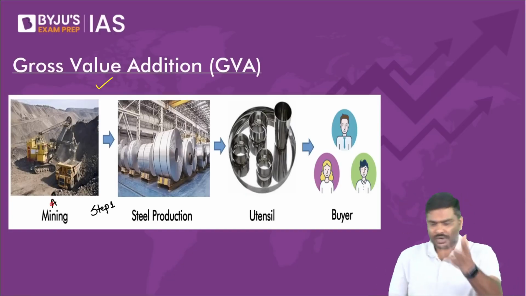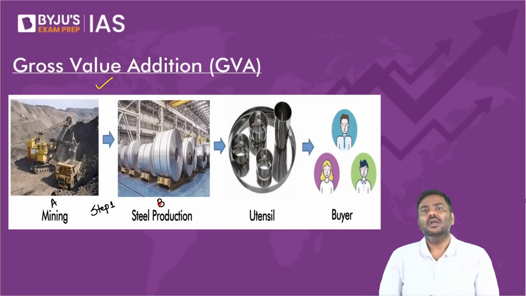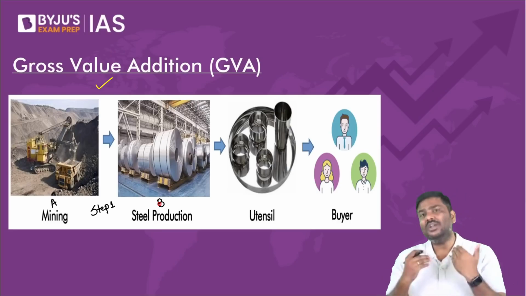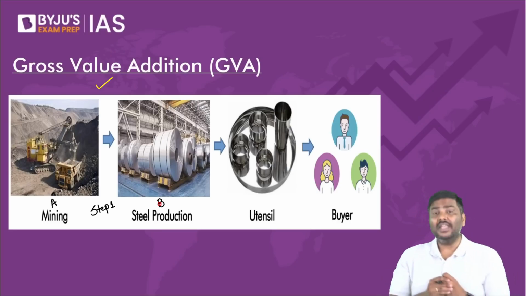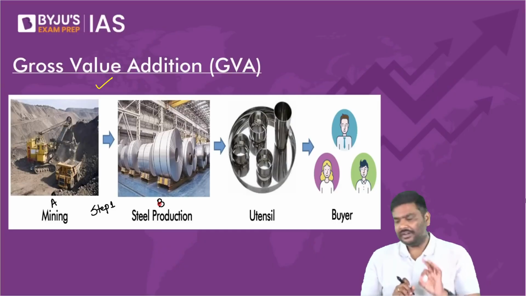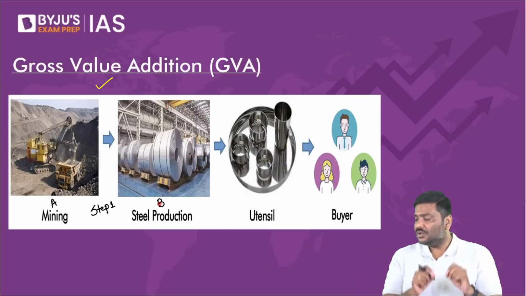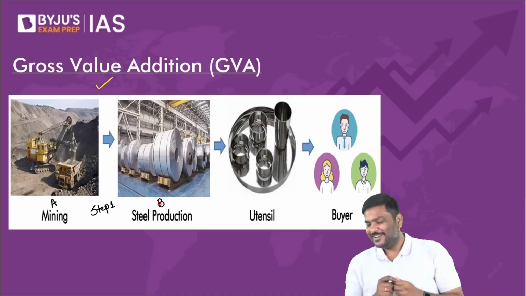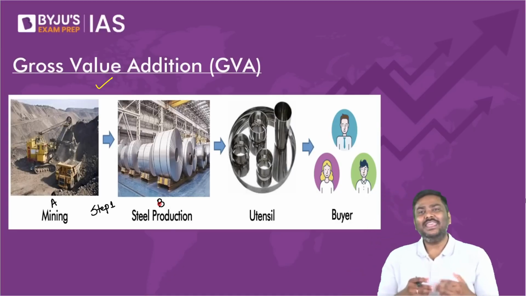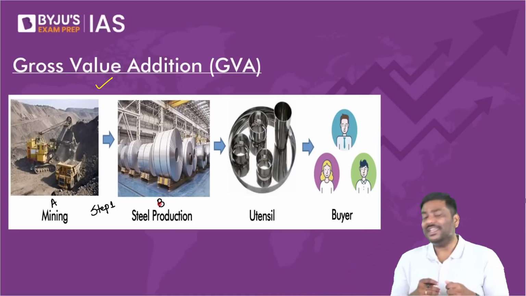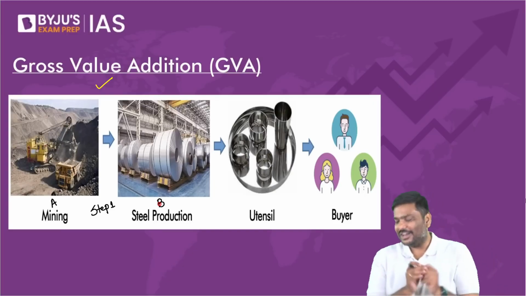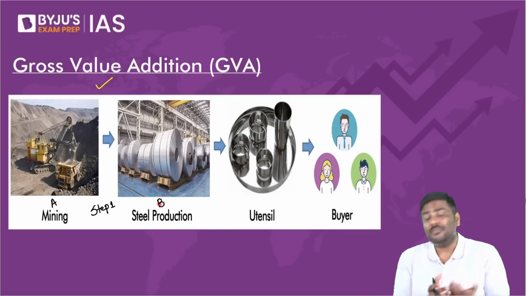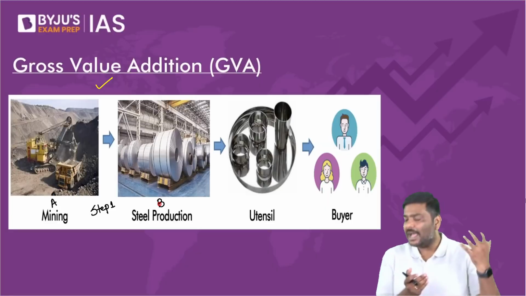Now, simple question to all of you. Is company A using any raw material to dig out iron ore? Think of it. Is company A using any raw material? Some of you are saying yes. No, my dear. Company A is using capital. They are not using any raw material. Can you understand my point here? Company A is using machinery. Machinery is not raw material. Machinery is a capital good.